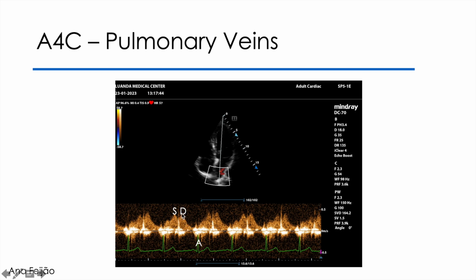corresponding to the rapid filling phase, and the A wave, the second diastolic wave corresponding to the phase of the atrium contraction, thus justifying the negative wave, that is, when the atrium contracts, it will push blood back to the pulmonary vein. If there are doubts regarding the wave detected in the spectral graph, you can always correlate it with the electrocardiogram to understand the phase of the cardiac cycle and thus the recorded wave.